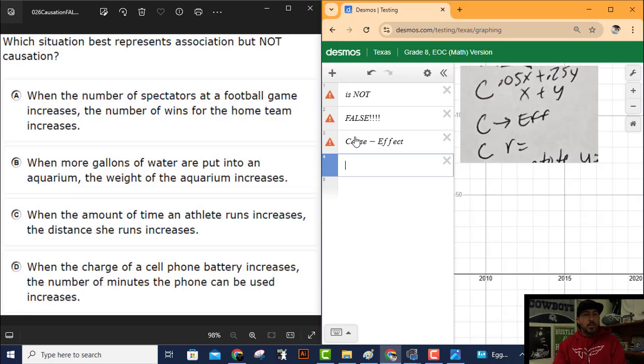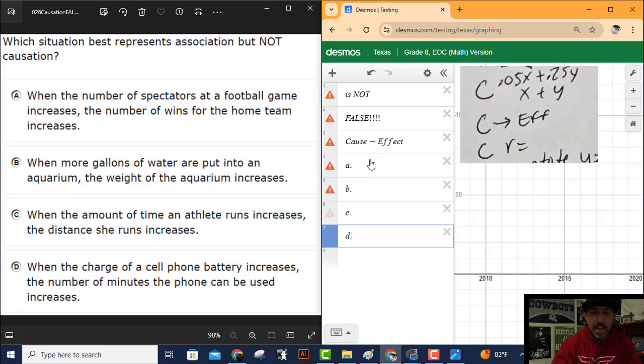Choice D. When the charge of the cell phone battery increases, the number of minutes on the phone that can be used also increases. Well, that is true. Huh, hang on, this feels weird. Oh, that's right, I'm looking for the false one, not the true one. Oh my gosh. So let me think about this again, but write it down to where it makes sense to me as I do this.